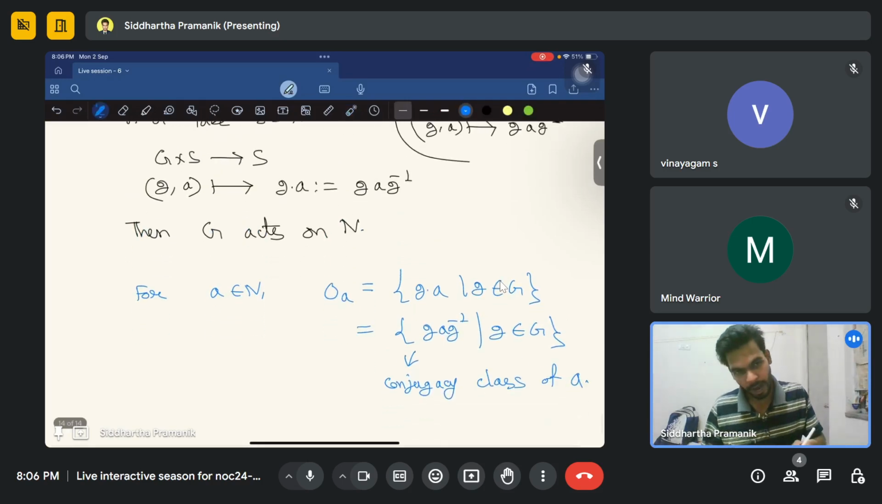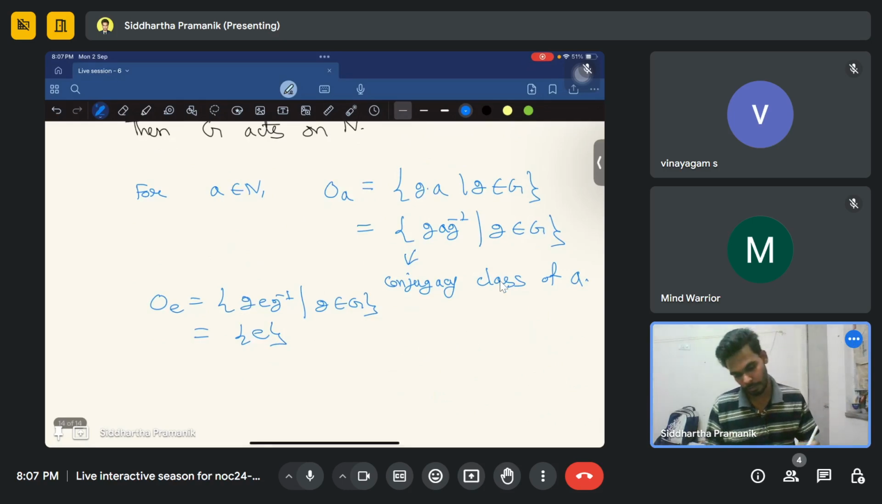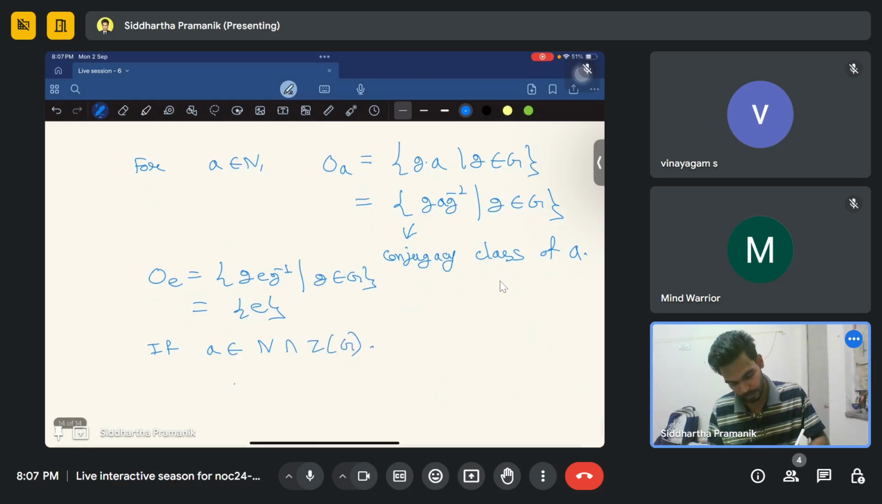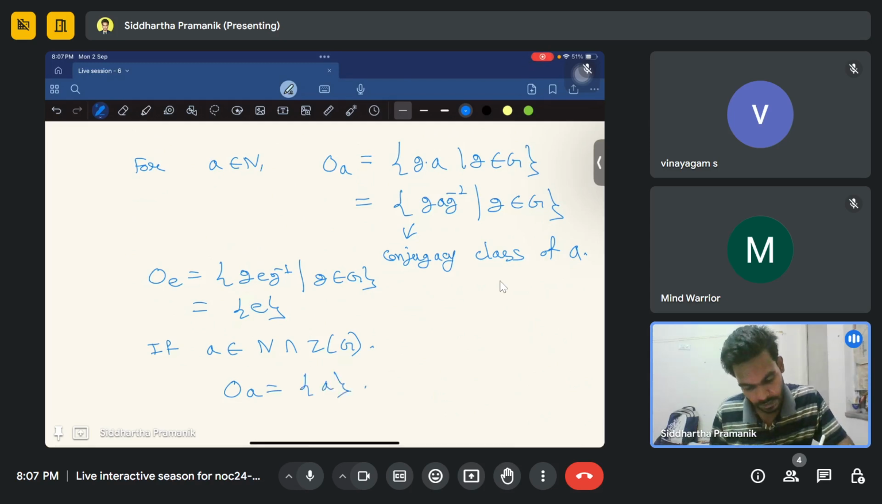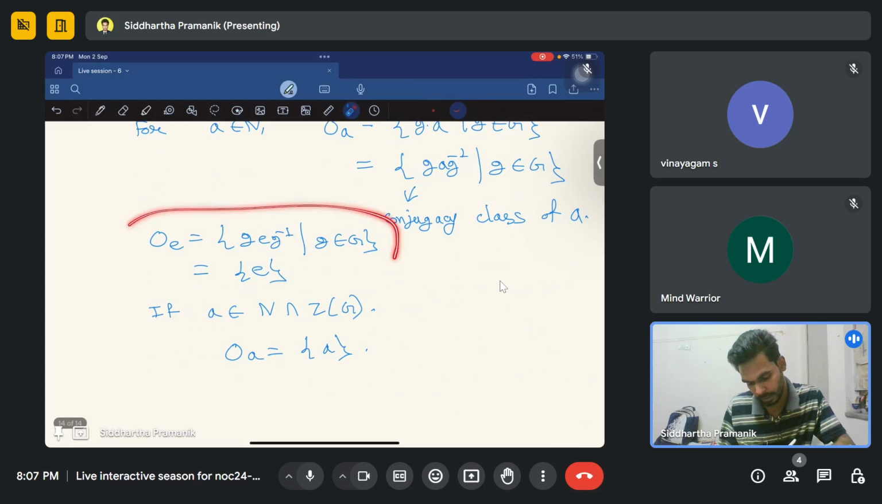So for the identity element, what is the orbit? For the identity element, it is g e g inverse such that g belongs to G. So it is a singleton set. Even if a belongs to N as well as a belongs to the center, then also this orbit is singleton, when its conjugacy class is a singleton set. So these things you will see later in the next week.